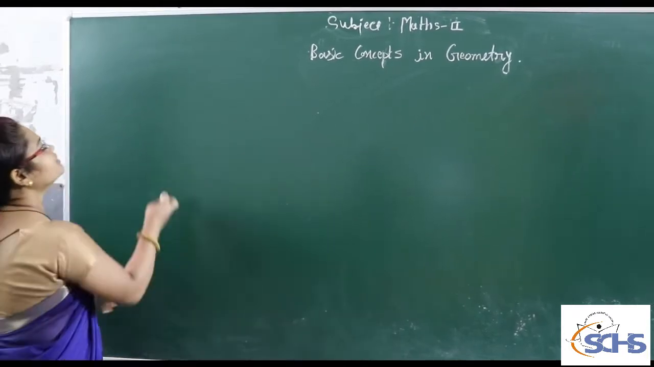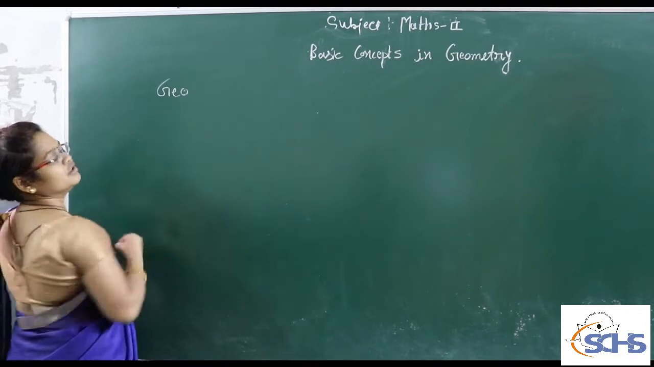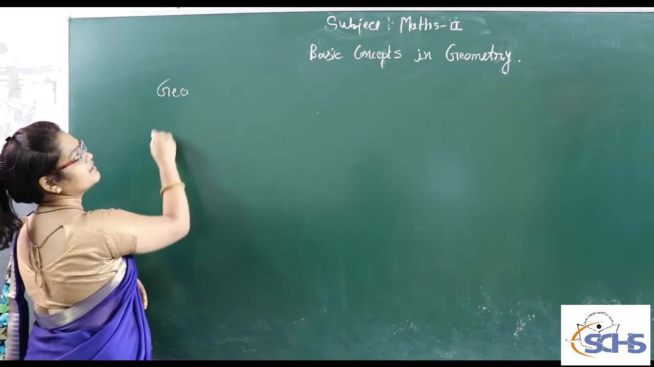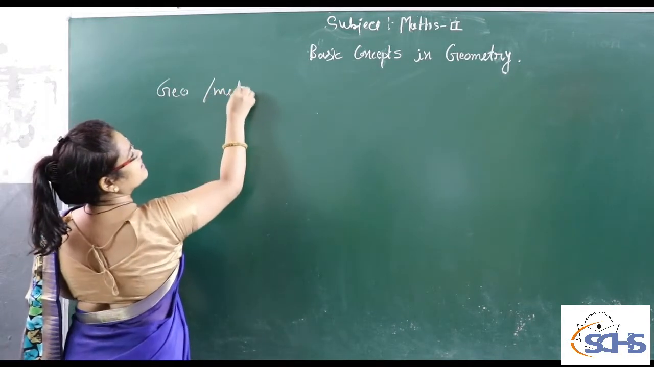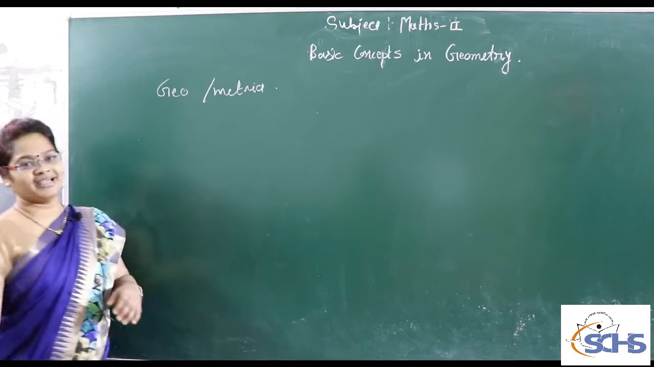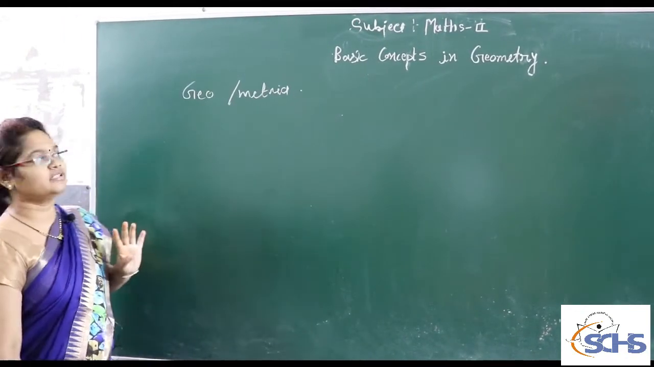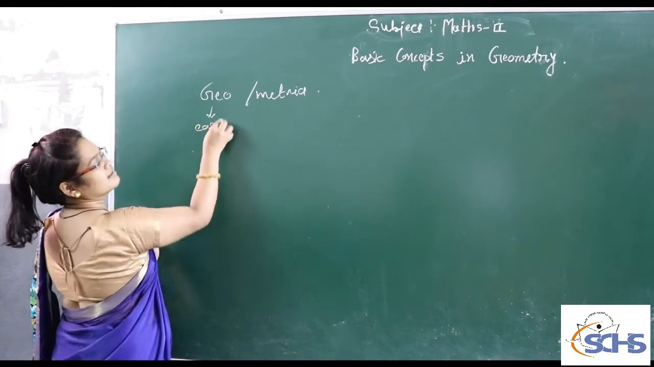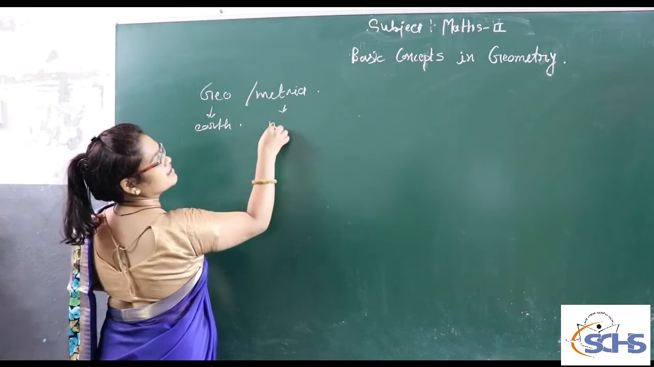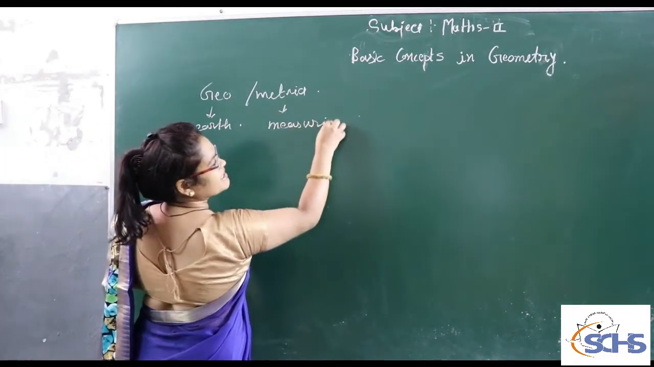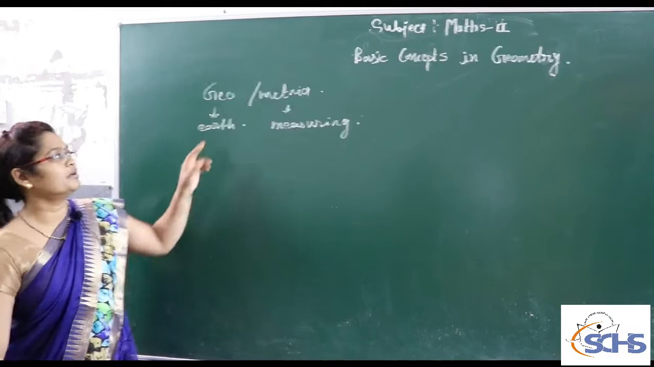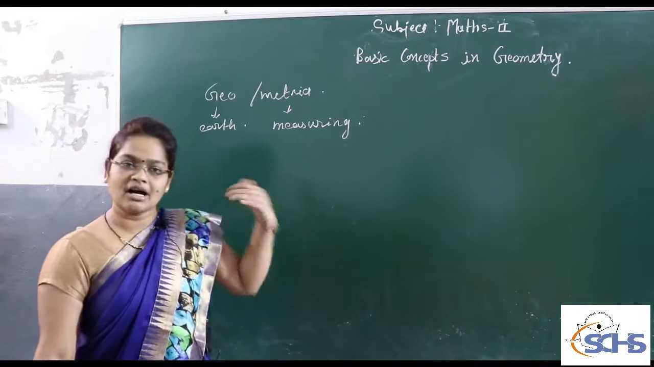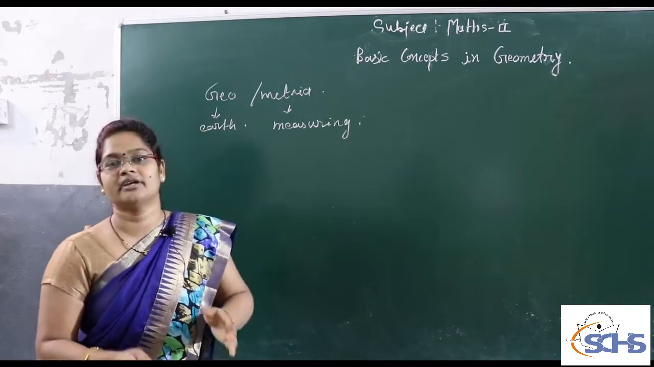Now what is geometry? Geometry is divided into two parts. First part is geo and second part is metria. These are two Greek words which were discovered by the mathematicians. Geo means earth and metria means measuring. So basically geometry means measurement of earth. Okay. Now after this we will see basic concepts in geometry.